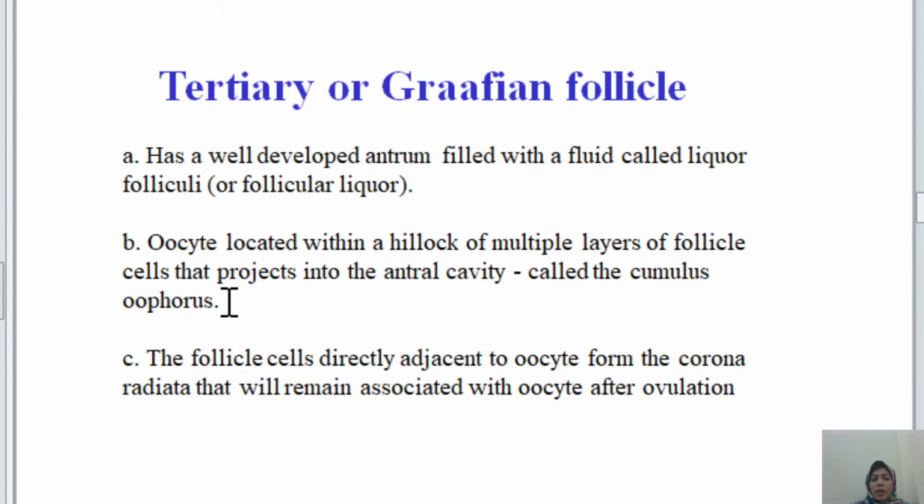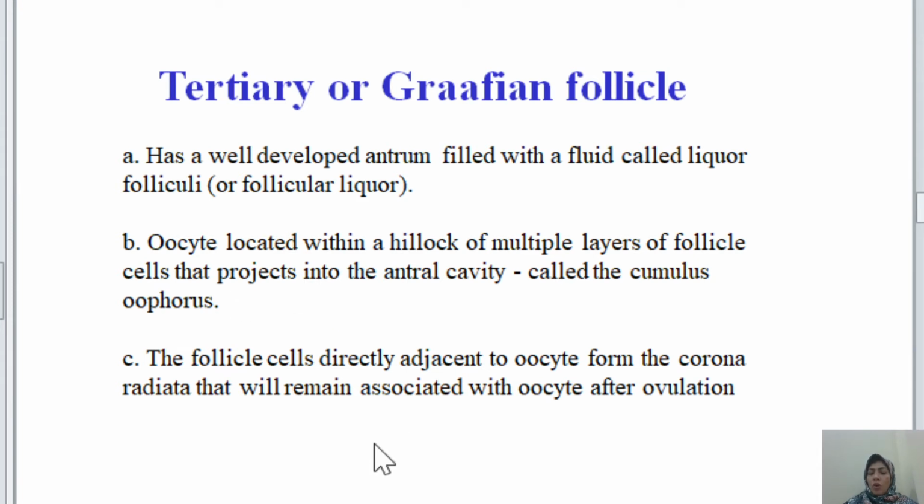What is a tertiary or Graafian follicle? It is also called a mature follicle, Graafian follicle, and tertiary follicle. Mature follicles develop due to continued proliferation of granulosa cells and their production of more liquor folliculi, and they undergo ovulation. It has a well developed antrum filled with a fluid called liquor folliculi or follicular liquor.